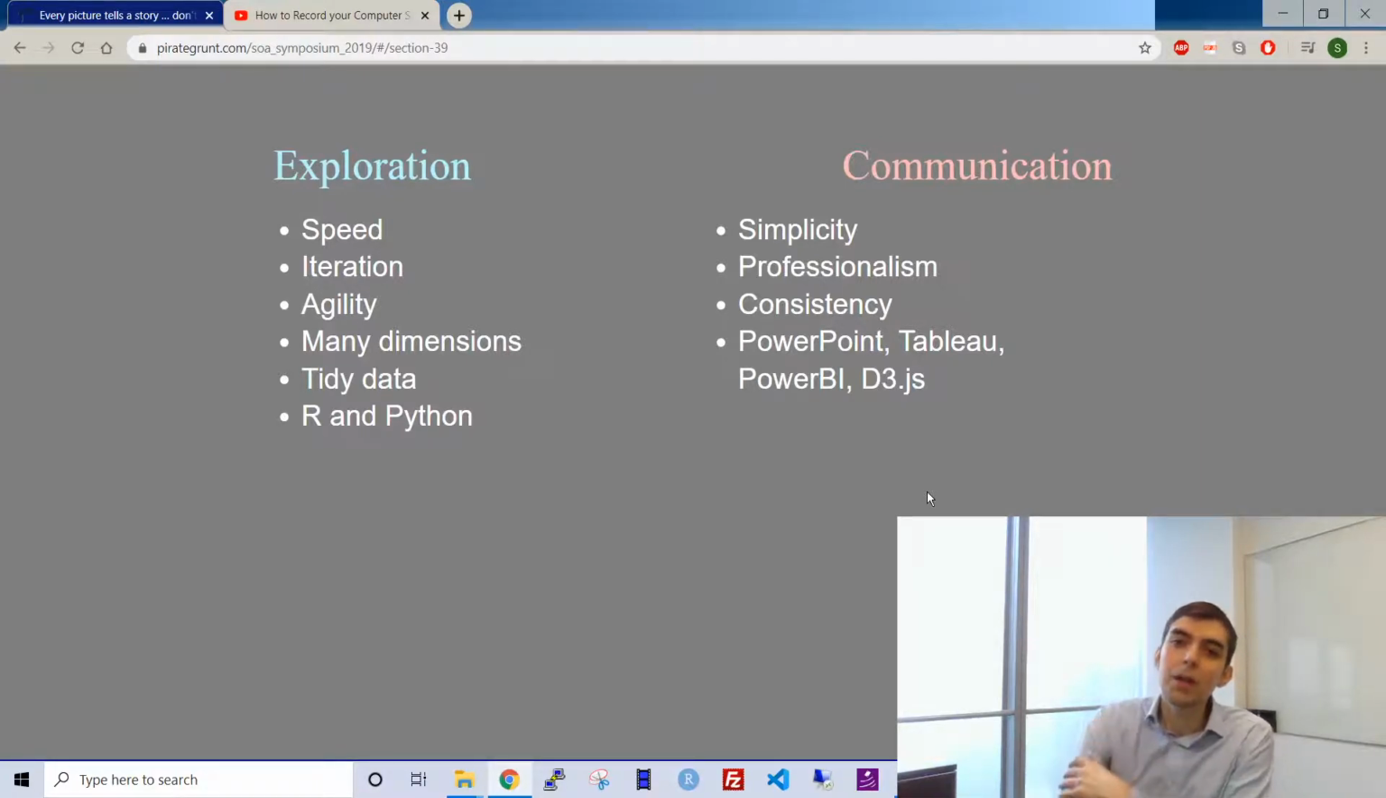You need simplicity, professionalism, consistency, and you need to be able to think creatively, thinking without using your neocortex, thinking more emotionally. Tools like Power BI and Tableau are more useful. This is when you communicate your results to a client, when you give that big presentation.